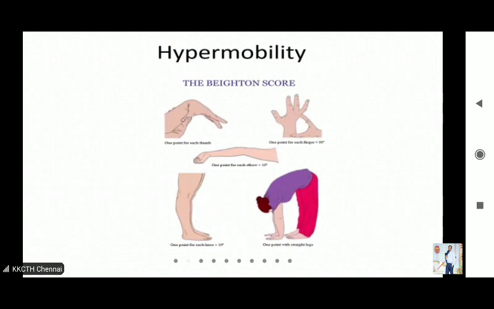And then you look for hyperextension at the knees and the elbows, which should be more than 10 degrees. And then ask the child to touch the floor without bending the knees. They should be able to touch the floor with the flat of their palms. And so you give points for each of them.